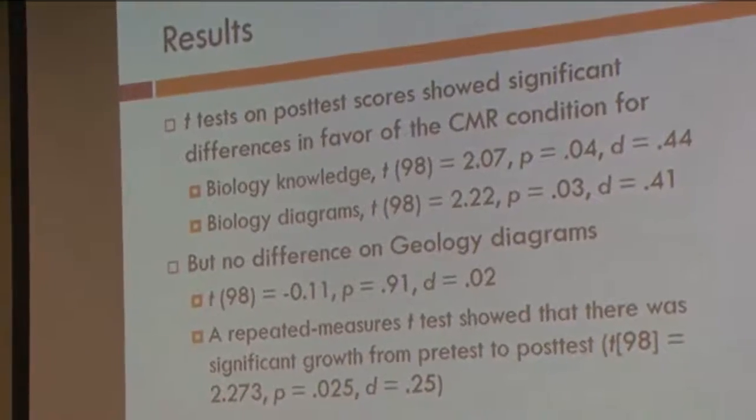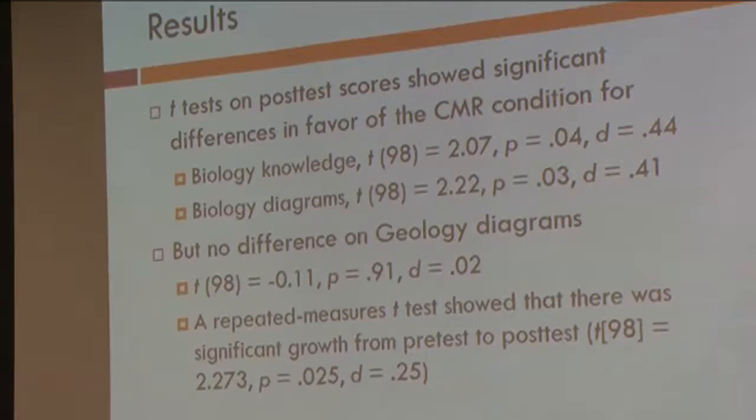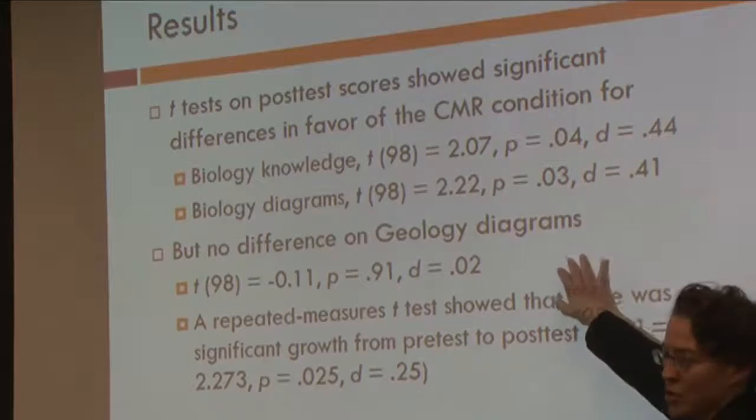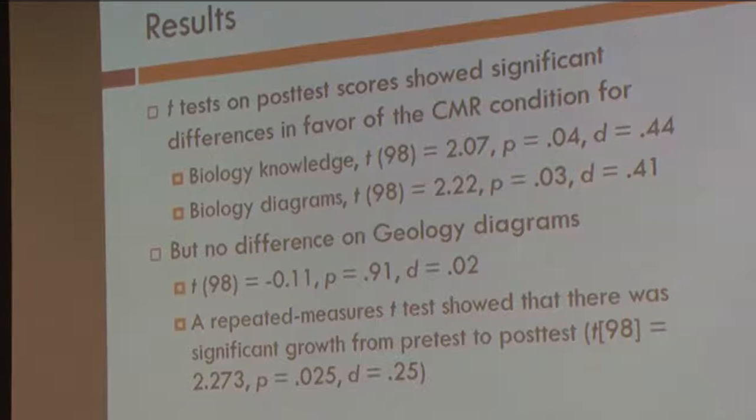So on the post-test scores, significantly higher for the CMR condition on biology knowledge and on biology diagrams, and you can see the Cohen's d effect sizes are pretty good, 0.44 for knowledge and 0.41 for diagrams. We think of this as a far transfer, and we were not able to show far transfer in this study, but there was significant growth for both groups, which is kind of interesting.